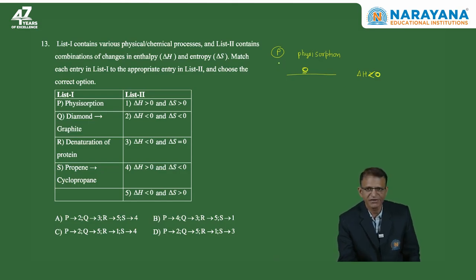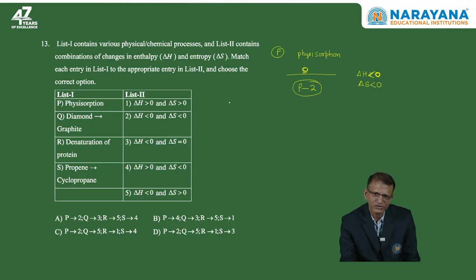When the molecules are free, they can move, but when they attach to the solid surface, they are bound, they cannot move easily, right? So the entropy of the system is going to decrease. So delta S will be negative. Delta H is negative and delta S is negative. Both are negative. So if we try to match here P option, delta H negative and delta S negative, that is matching with the 2 option, right? So P should be matched with 2.